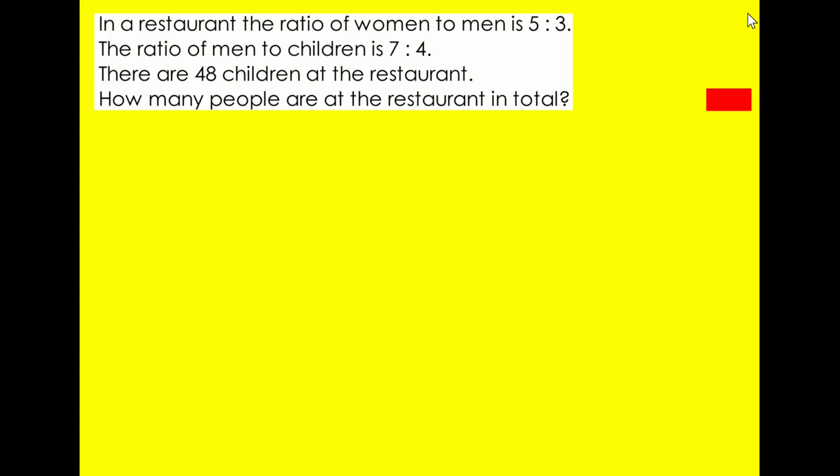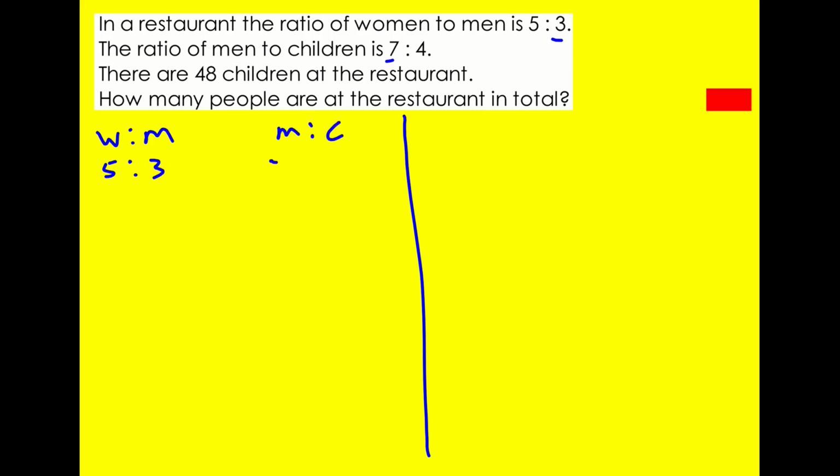This is a slightly different take on overlapping ratios. We still have overlapping ratios because we've got women to men and men to children. However, this time I'm given one part, and I'm asked for what the total number of people is, i.e. I need to know the total number of parts. So we're going to tackle this problem 2 ways, and the first way is going to be to use overlapping ratios. So I've got women to men 5 to 3, and men to children 7 to 4.